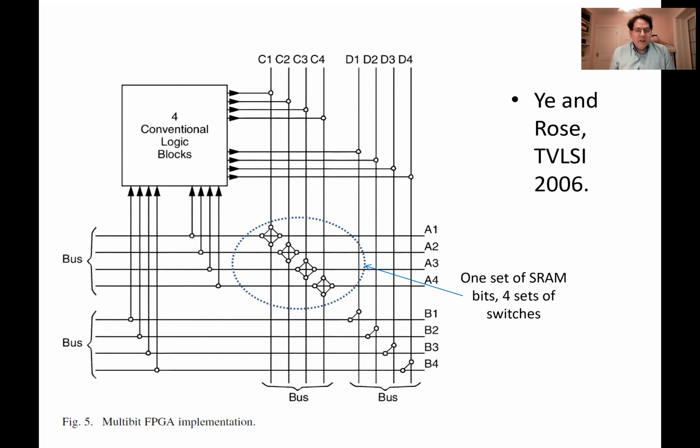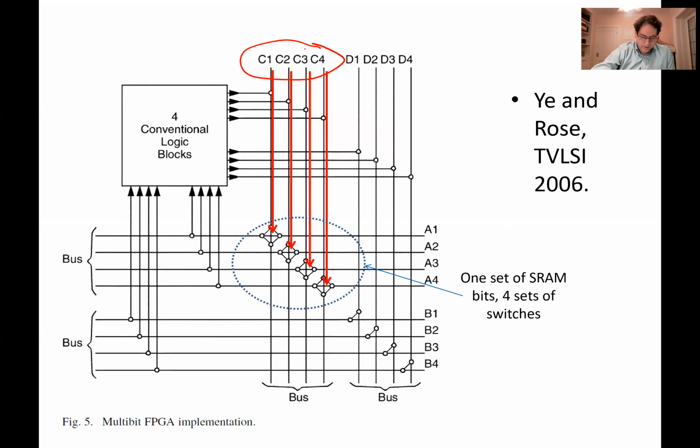So there have been a few studies that have looked at this over the years. This is one by Yi and Rose from Transactions on VLSI. And what they did is they took a conventional FPGA and they basically changed this routing structure to make some of the wires suitable for routing only multi-bit quantities. Okay, so how did they do that? So what I'm showing here is they take these four wires, C1 through C4, and they're basically going to treat them as a bus.